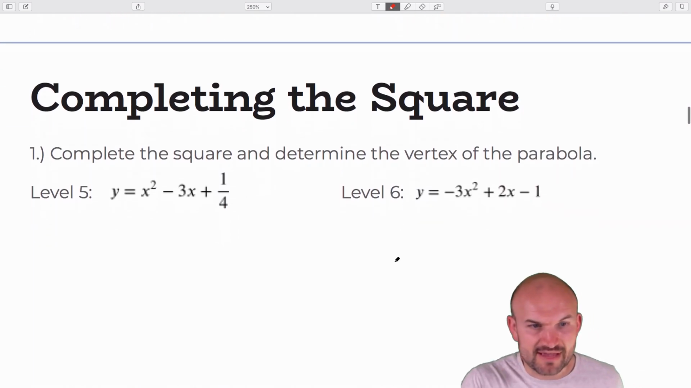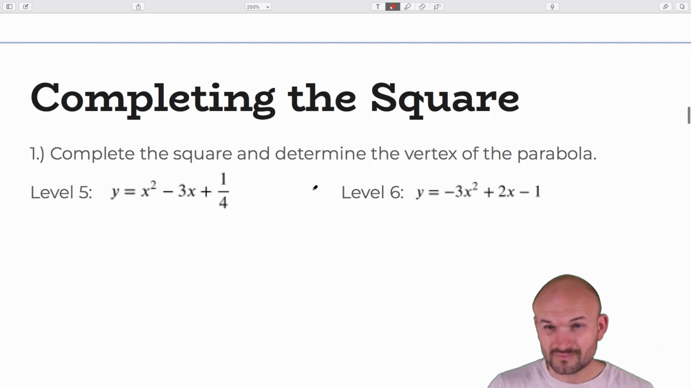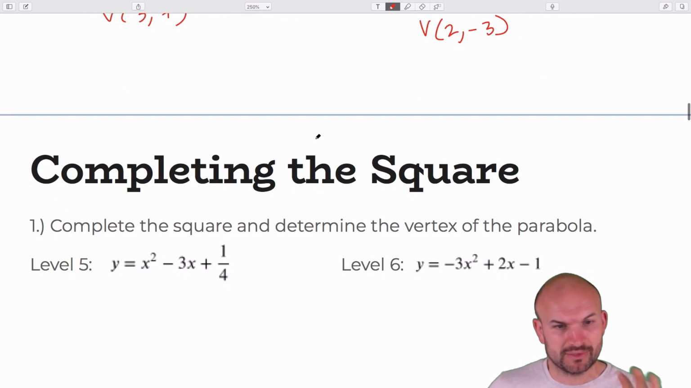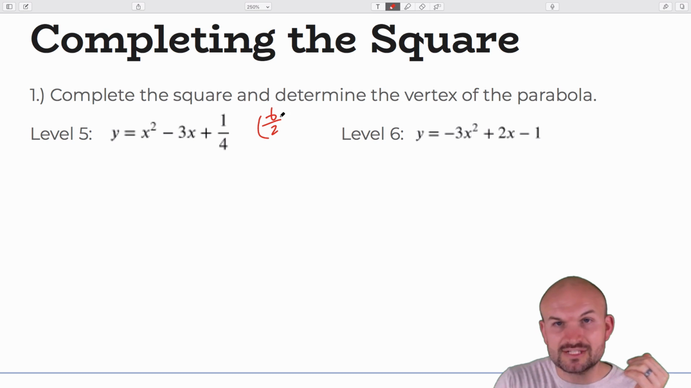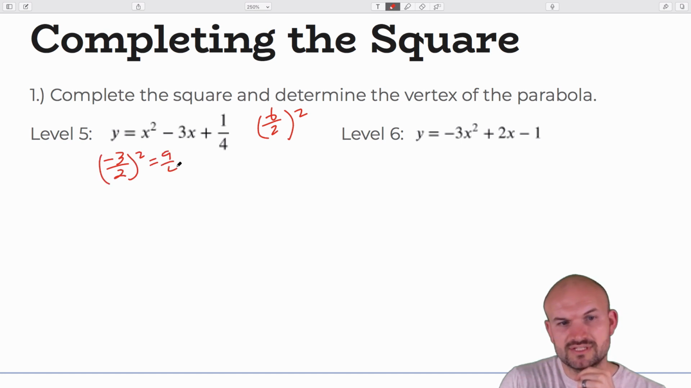So in this case, if I don't recognize the perfect square trinomial, which again, totally realize a lot of students are not going to recognize the perfect square trinomial here, just remember you can always take b divided by 2 and square it. And that's always going to give you the value c that completes the square. So in this case, I'll have negative 3 divided by 2 squared, which equals 9/4. So I have y equals x squared minus 3x plus 9/4.